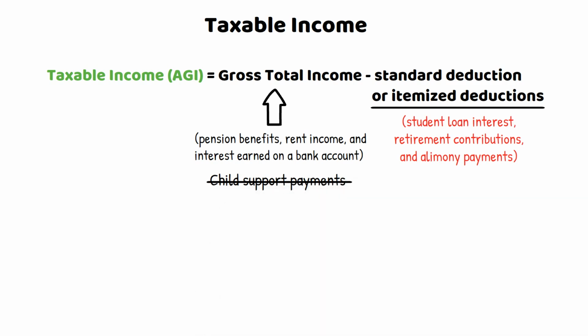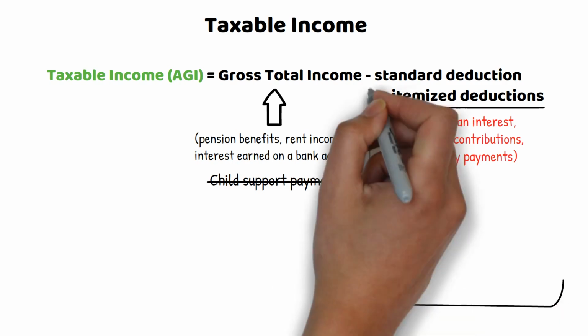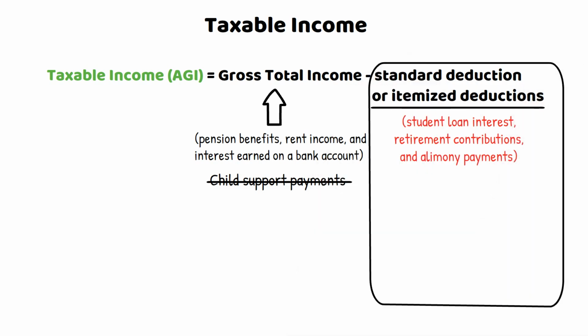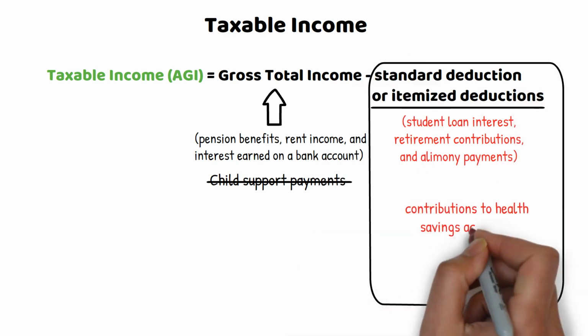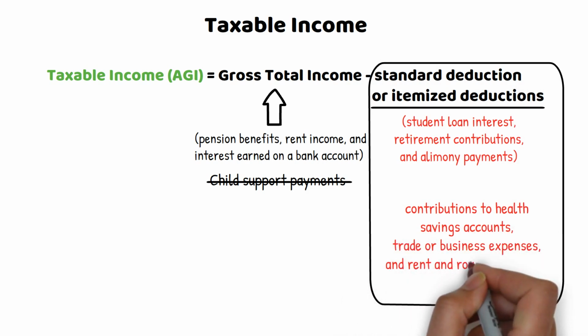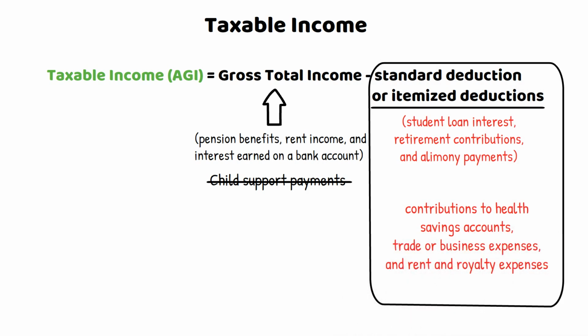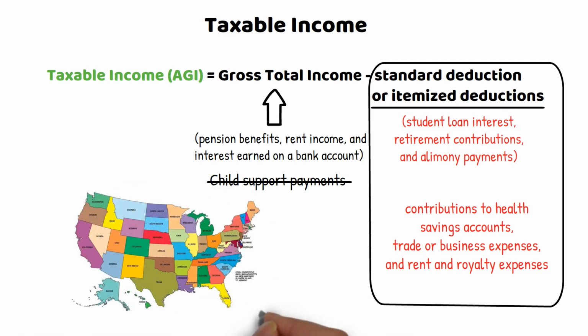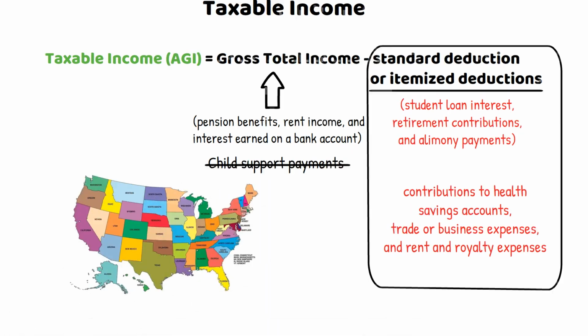When computing AGI, certain deductions are allowed. These include contributions to health savings accounts, trade or business expenses, and rent and royalty expenses. However, state and local income taxes are not deducted from AGI but can be itemized deductions.